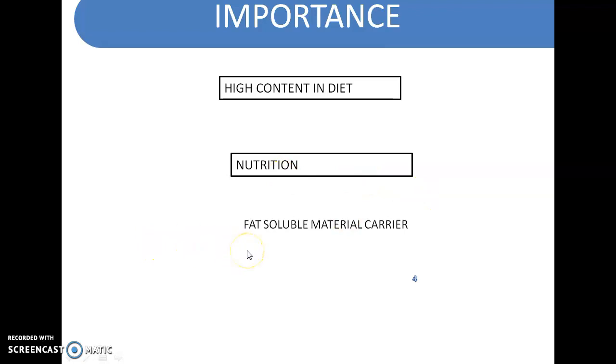And most of our body parts or membranes are made up of lipoproteins, and one of the major parts is the lipid. Therefore, for the absorption of any material or carrying it to the site of action, it is very important that we consume fats.